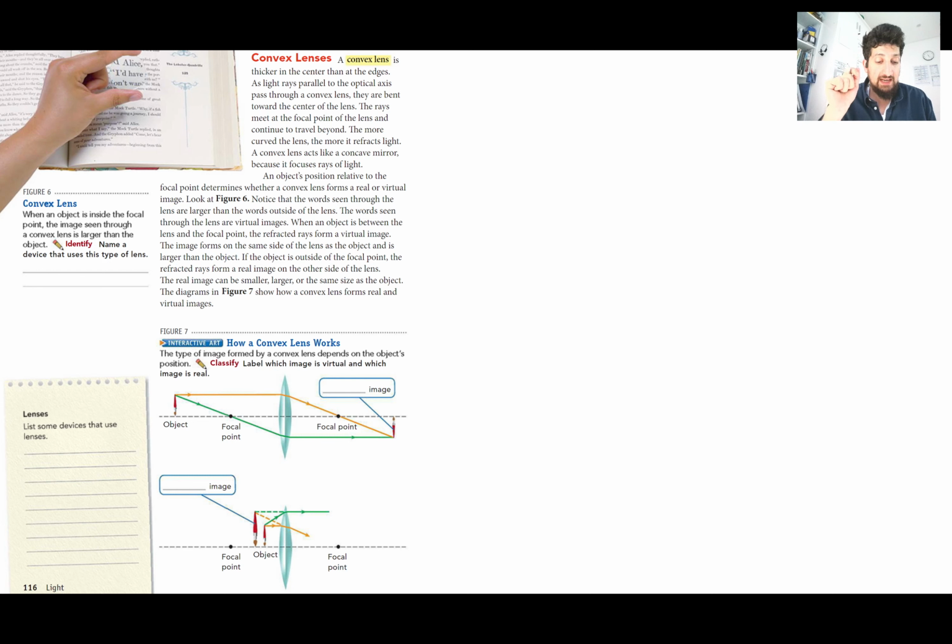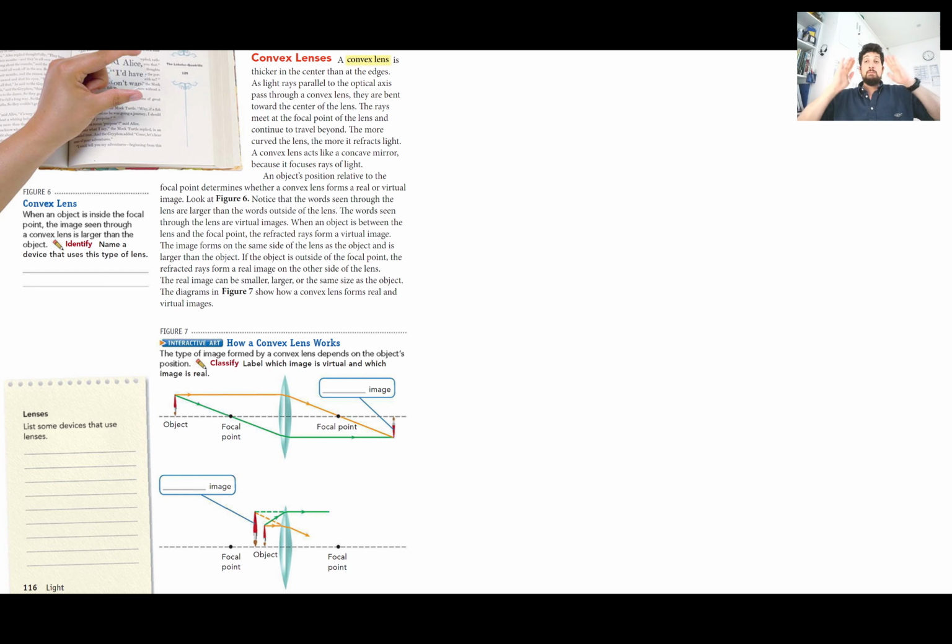The more curved the lens is, the more it refracts light. And the convex lens acts like a concave mirror in a way because it focuses rays of light. So an object's position relative to the focal point determines whether the convex lens is going to form real or virtual images. If it's going to focus light, then it's going to be real images. We know that from mirrors. If the light rays actually converge onto a point, then that means it's going to form real images.